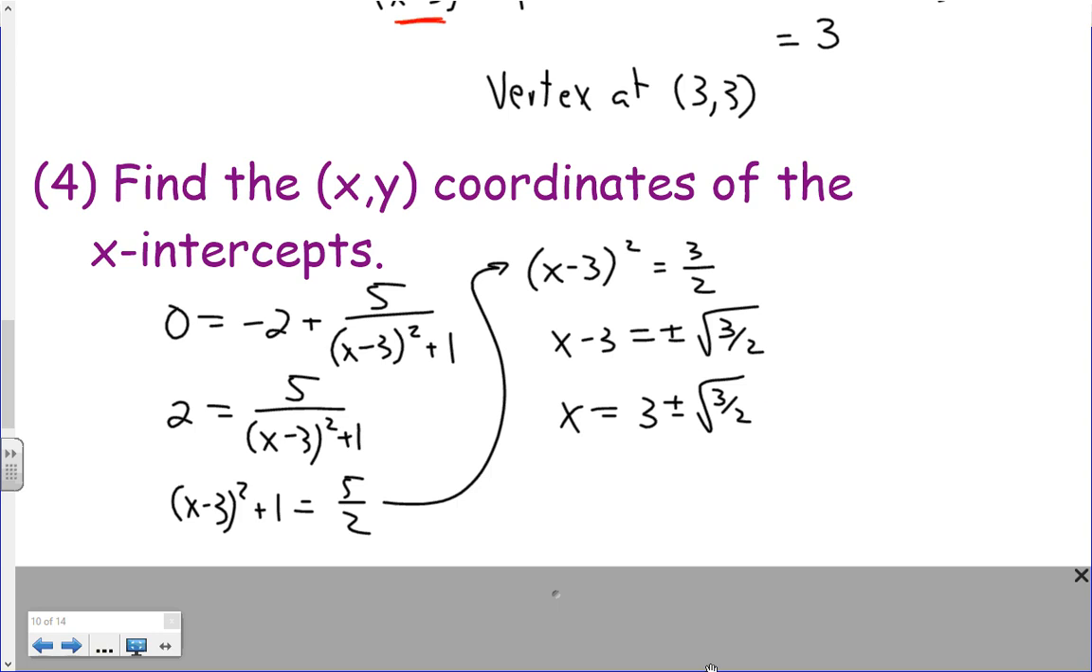And that might not be a value that we recognize here. 3 halves is 1.5, and the square root of that is somewhere around 1.2-ish. So these are approximately, what would that be? If I add 1.2 to 3, I'd end up with 4.2. If I subtract 1.2 from 3, I'd end up at 1.8. Okay, and those are roughly the location of the x-intercepts. I guess they wanted this as an ordered pair, so I better write it that way. So 4.2, comma 0, and 1.8, comma 0 is where I'm expecting to see that I cross the x-axis.